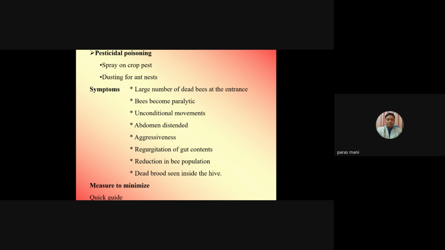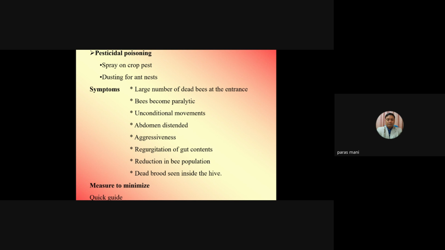Regurgitation of gut content, that is vomiting. Vomiting-like behavior by the worker bees happens. Reduction in bee population, as the adult bees die, or else the brood also dies if fed with poisonous pollen and nectar, thus reducing the population of the hive. Dead brood is seen inside the hive.